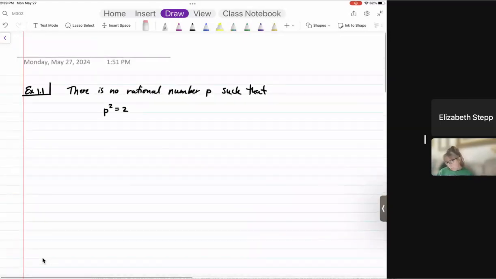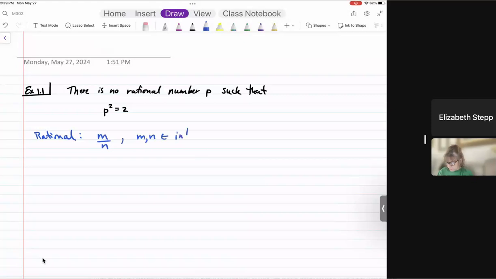All right, so example 1.1: we're trying to show there is no rational number p such that p squared equals 2. A couple of definitions that I'm going to include here because we need them for our proof. First of all, remember that a rational number is one that can be written as a ratio of integers, m over n, where m and n are integers and n is not 0. If you can write a number as a ratio of integers, it is by definition rational.